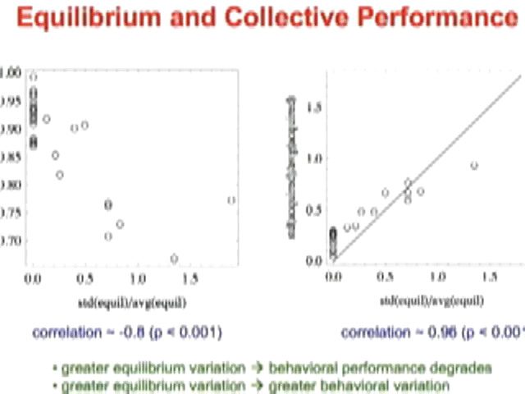This next plot is almost the same but different in an important way. The x-axis is the exact same thing. You have a big pile of things over at 0, which are the perfect matchings. It's simply measuring the standard deviation of the equilibrium vector. The y-axis is now measuring the standard deviation of the collective vector. And by the way, the correlation here is a rather large 0.96, and again, it's highly statistically significant.